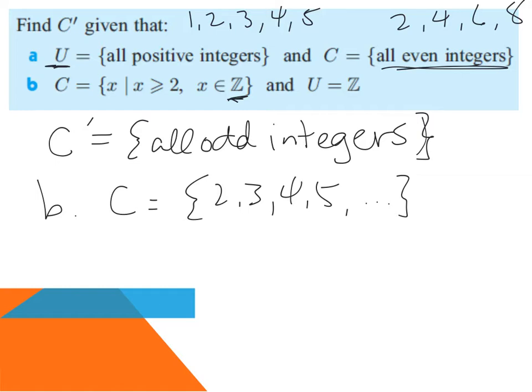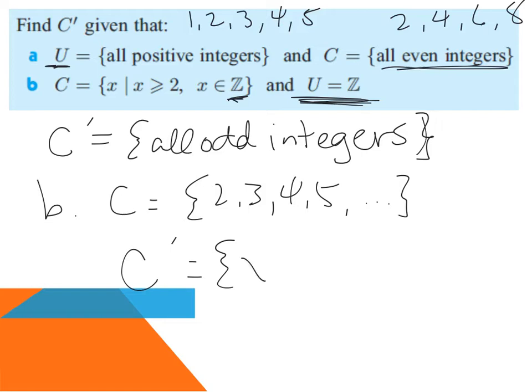And the universal set is all of the integers. So everything that's an integer, period, is in the universal set, and then set C is the integers greater than or equal to 2. So then what's in the complement of C are all the integers less than 2.